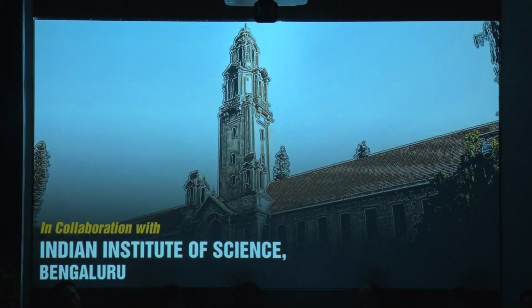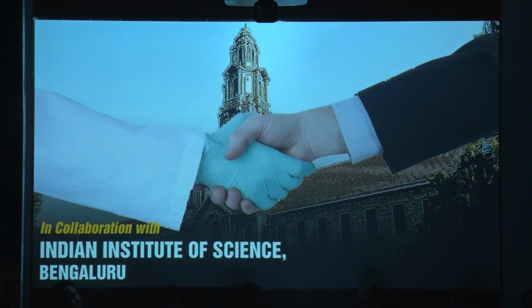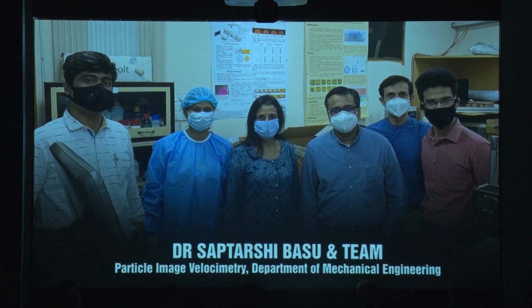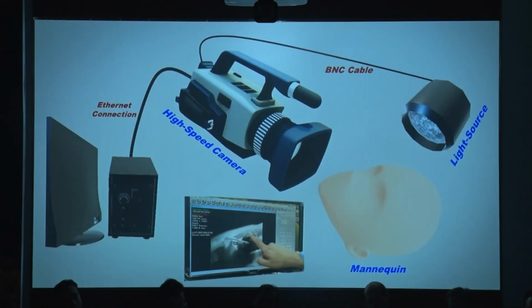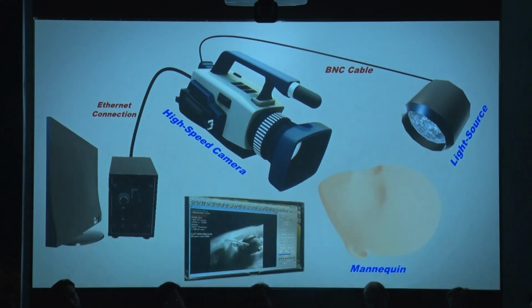To unravel these mysteries, we conducted a series of experiments in collaboration with the Indian Institute of Science, Bangalore. PhD scholars led by Dr. Basu from the fluid velocimetry team helped us in this setup. Shadowgraphy using a high-speed, ultra-high resolution camera which can capture 5000 frames per second, that is 100 times more than what a smartphone camera can do, was utilized to detect the smallest of aerosols possible.